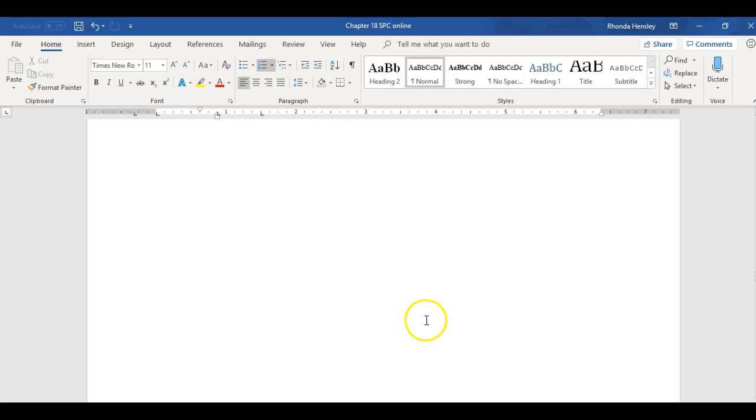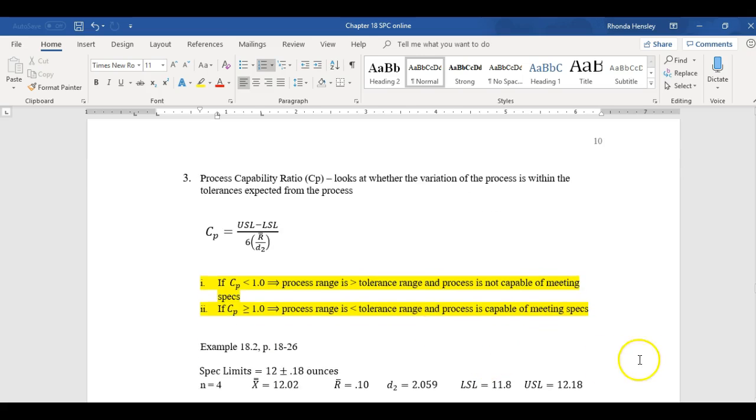So for process capability, there are basically two things you're looking at. First thing you're looking at is something called a process capability ratio, or CP. Basically what this looks at is whether the variation that is inherent in your process is within the tolerances, which come from the spec limits, that is expected from the process. So where you see the USL and the LSL, this is the upper spec limit minus the lower spec limit. And what it does is it takes the limits that management wants and divides it by the range that you would expect to find in your process.